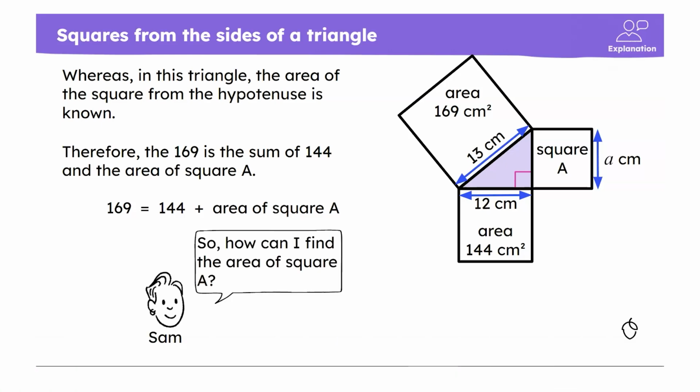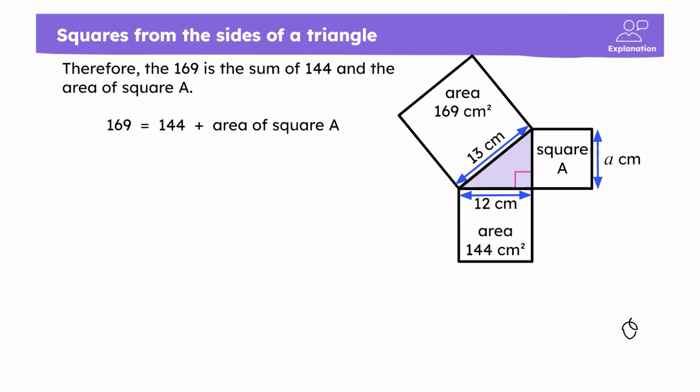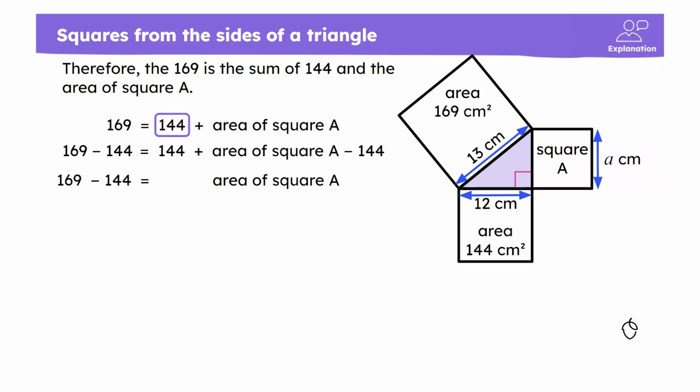How can we find the area of square A? We don't know the length of its side, and the square isn't the hypotenuse, so we can't add together the areas of the other two squares. But what we can do is solve the equation that we just wrote. How can we do this? Well, we can subtract 144 from both sides to make the area of square A equal to 25.